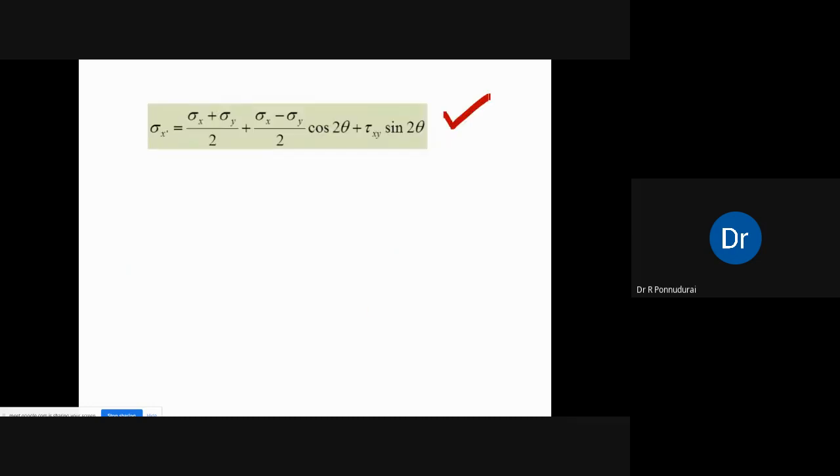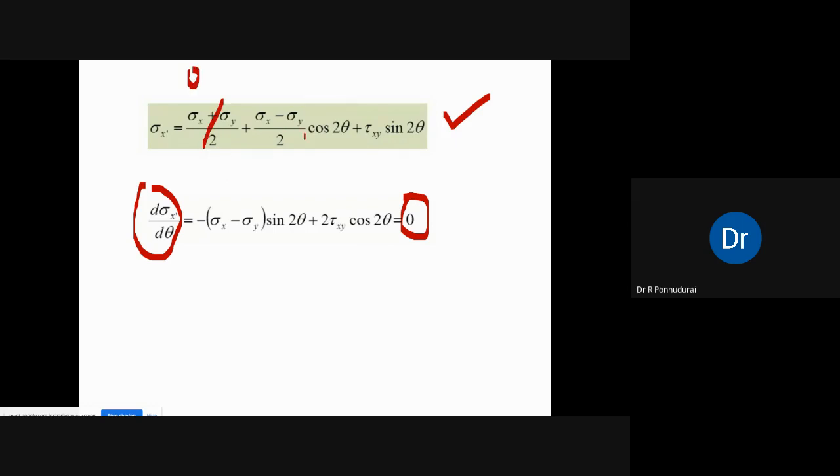This is the expression we already got: sigma x dash is equal to (sigma x plus sigma y) by 2 plus (sigma x minus sigma y) by 2 cos 2 theta plus tau xy sin 2 theta. Now differentiate this expression with respect to theta and equate to 0. So we can find out at which angle of plane the maximum and minimum stress is available. The first term is a constant and becomes zero after differentiation. When we differentiate cos 2 theta, it will be minus sin 2 theta into 2, divided by 2, so the 2 can cancel: minus (sigma x minus sigma y) sin 2 theta. In the same way, sin 2 theta after differentiation becomes 2 cos 2 theta, so plus 2 tau xy cos 2 theta equals 0.